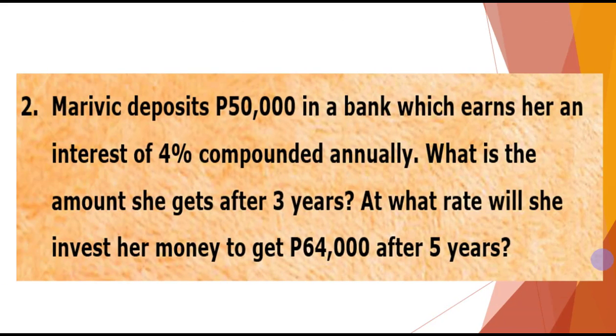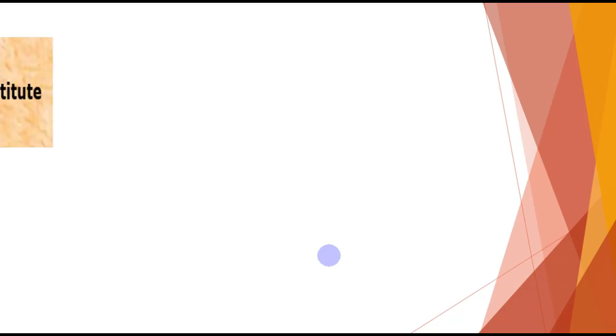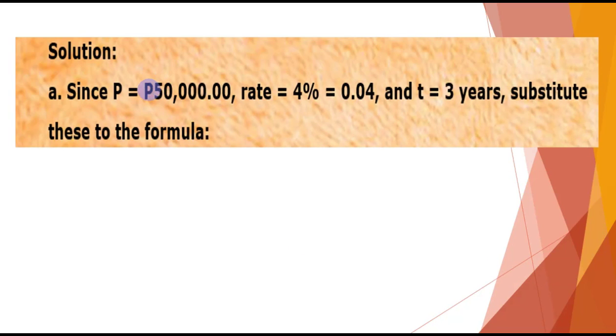Moving on to number 2, Weii deposits 50,000 in a bank which earns her an interest of 4% compounded annually. What is the amount she gets after 3 years? And at what rate will she invest her money to get 64,000 pesos after 5 years? Solution. We are given P, the principal amount of 50,000 pesos. The rate is 4%. Converted to decimal, it's 0.04. And T equals 3 years.